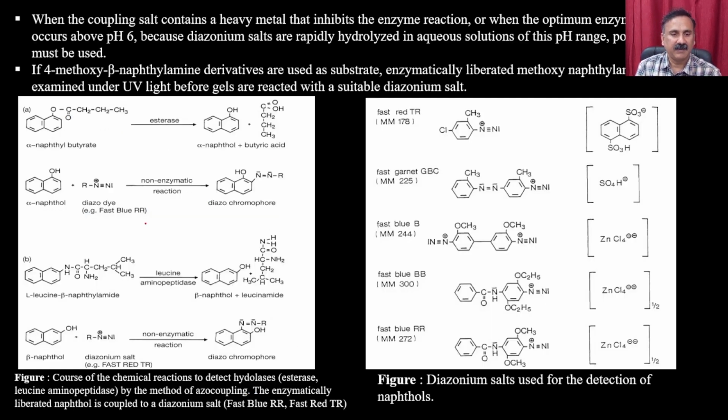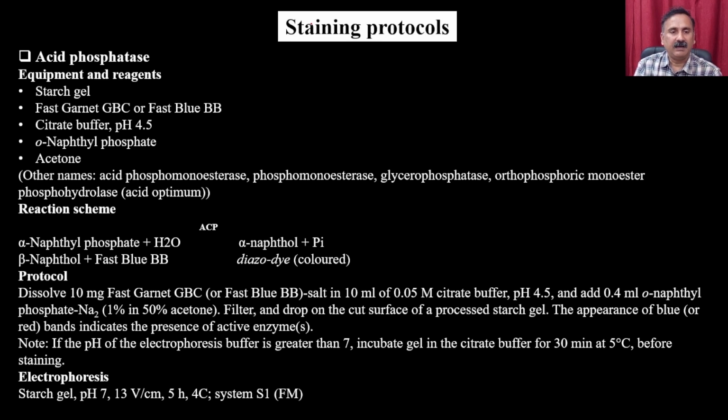So these are the different types of assays which can be used with electrophoresis. And then we have the staining protocol. For the acid phosphatases, you can have the equipment and the reactions: the starch gel, the dye which is called fast blue, the citrate buffers, alpha-naphthyl phosphate and acetone. In this assay, you run the reactions and then do the staining protocol for the acid phosphatases.